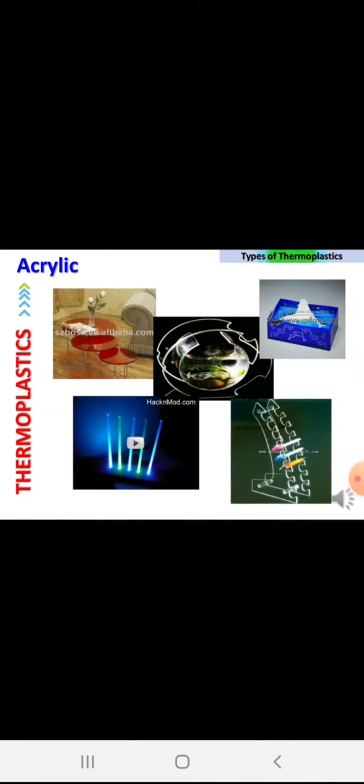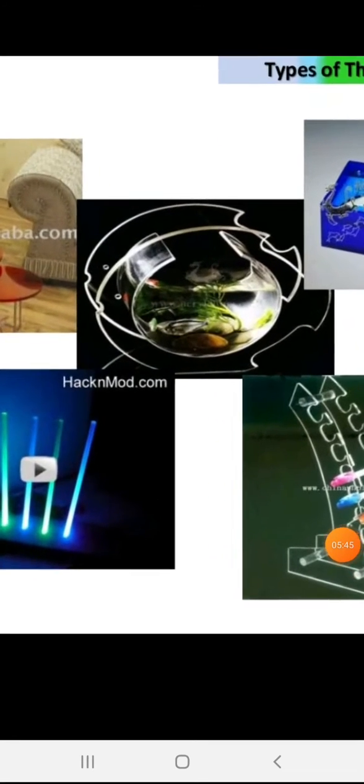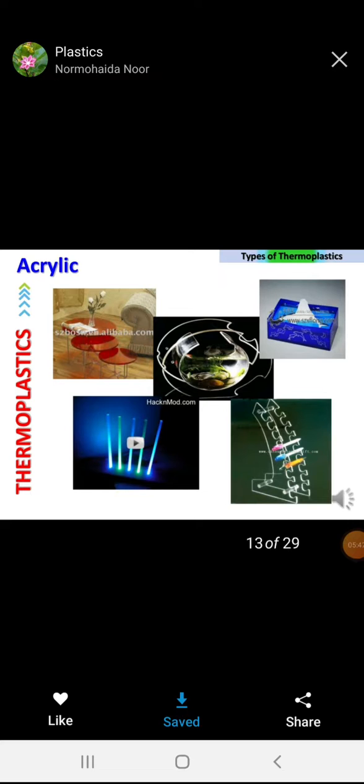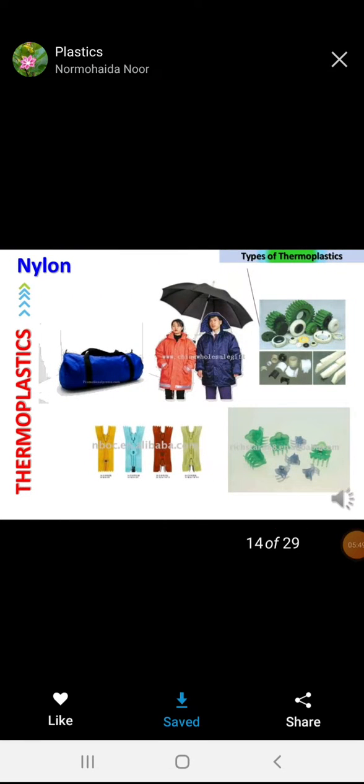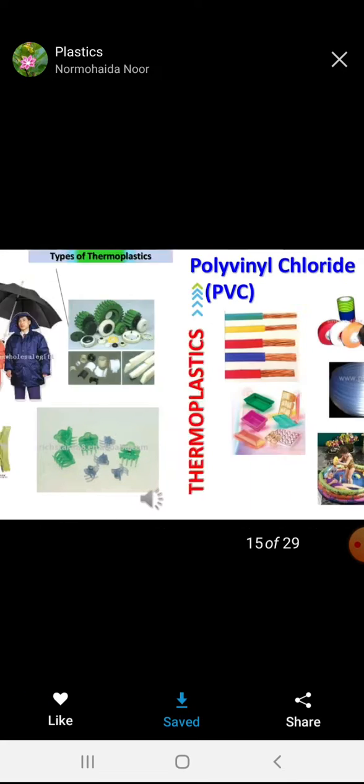The first one is acrylic. You can see the example of acrylic, glass acrylic and all. The second one is nylon. Here you can see examples of nylon clothes and all.